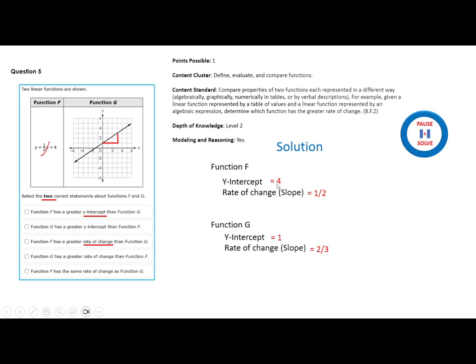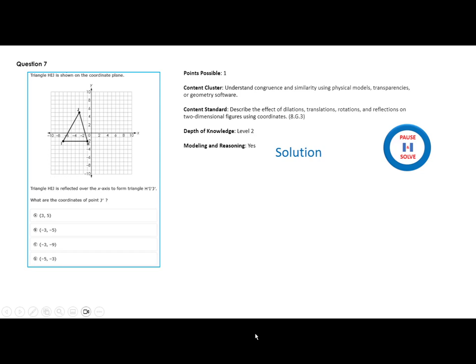So f has a greater y-intercept, so that's correct. So this one would not be correct, because it's the opposite of this. F has a greater rate of change? Is this greater than this? No, so that's not right. Function g has a greater rate of change: 2/3 is more than 1/2. That's correct. And function f has the same rate of change? No.